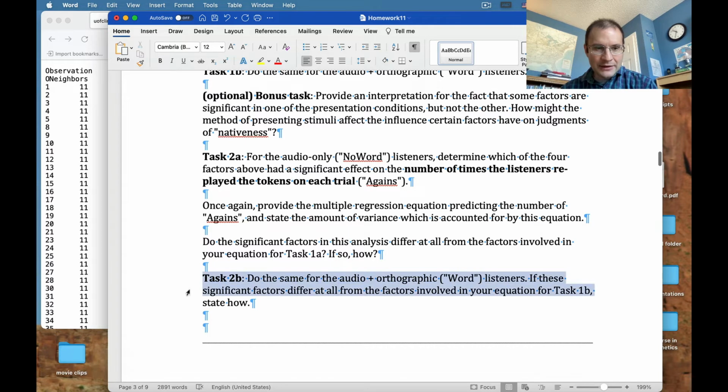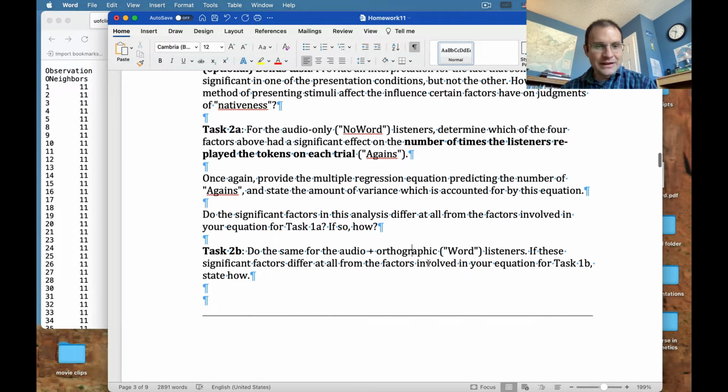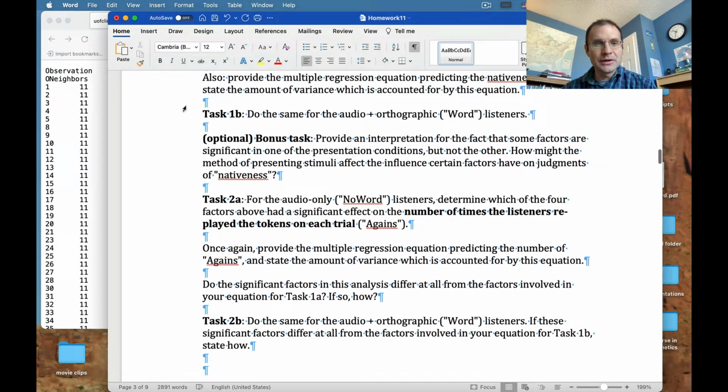And then task 2B is to look at the agains measure for the audio and orthographic word listeners. If these significant factors differ at all from the factors involved in your equation for task 1B, then let me know. Is there any difference between what you get here and here?